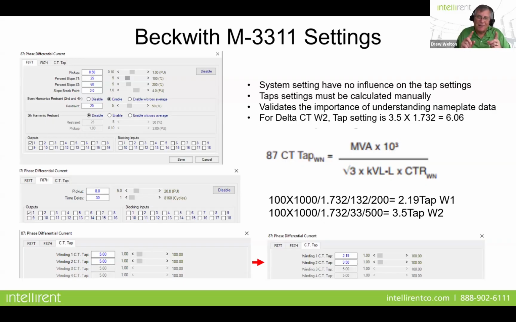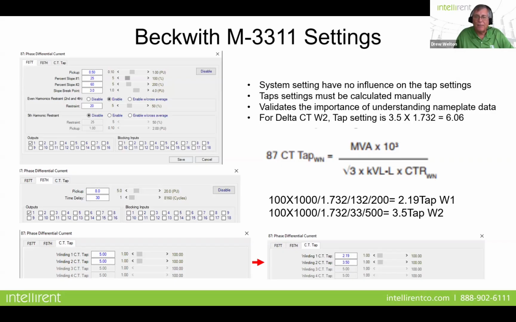I know it sounds like, oh, I've got a bunch of math to do when I'm setting the relay or testing the relay, but I think that in some cases is a good thing, because it forces you to go to that nameplate and gather that information and use that information for these settings.